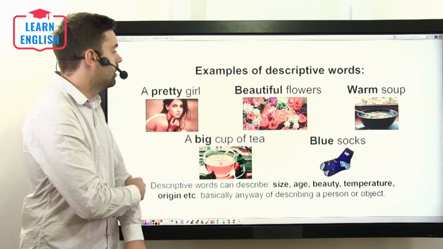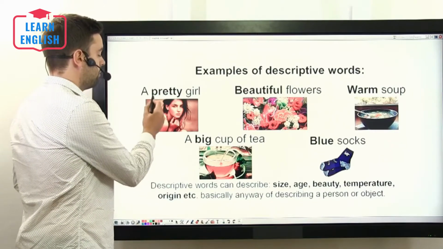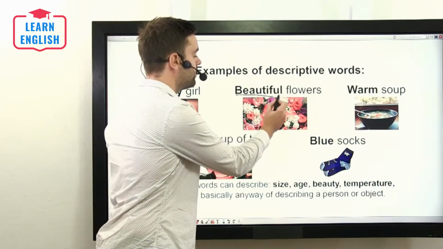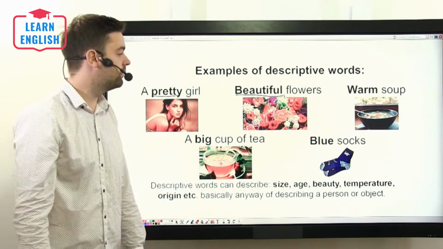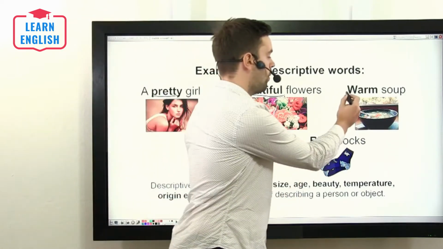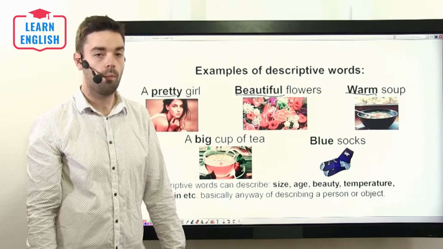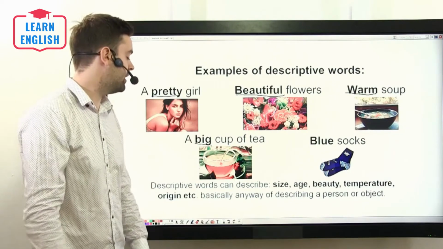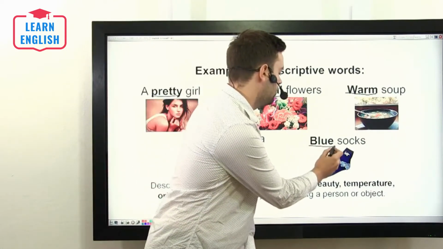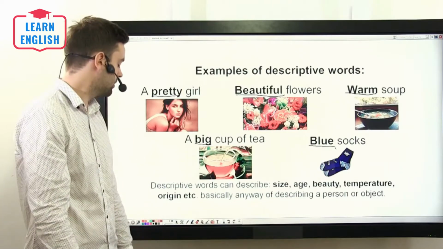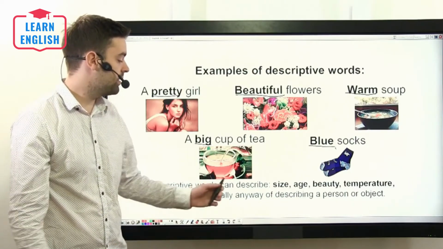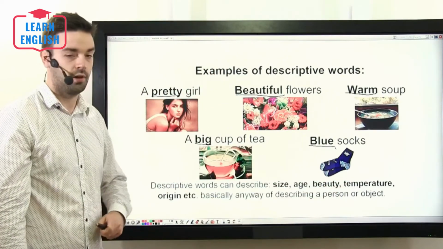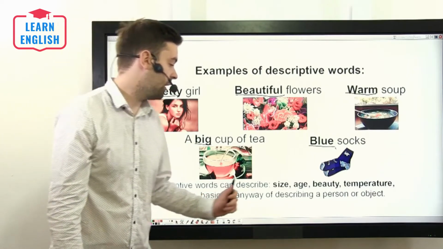So these are colours. And again, we can use them as adjectives. So, for example, we have a pretty girl. Beautiful flowers. Warm soup. A big cup of tea. And blue socks. Descriptive words can describe size, age, beauty, temperature, origin, etc. Basically, any way of describing a person or object.